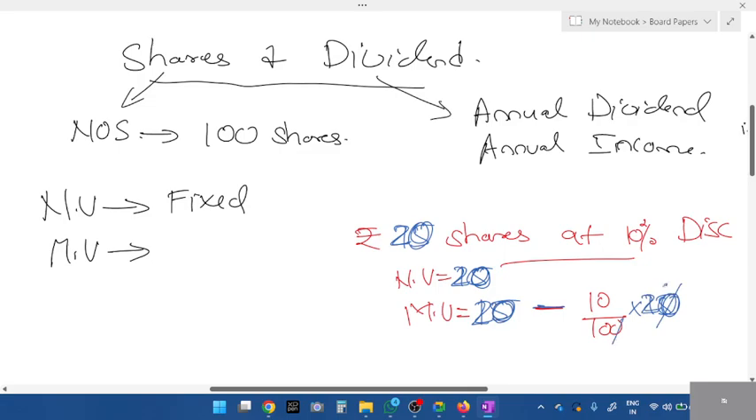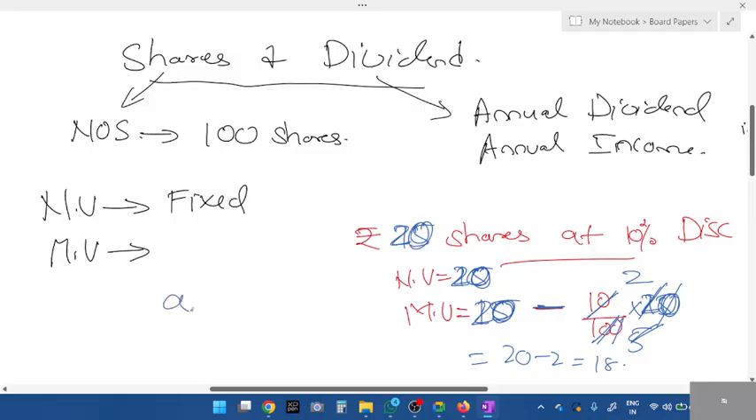The 0 and 0 get cancelled. 1 fives are 5, 1 twos are 2. So how much is cancelled if it is 10%? 20 minus 2. What's the answer? Market value should be rupees 18. Yes, very good. Rupees 18. That is market value at discount.